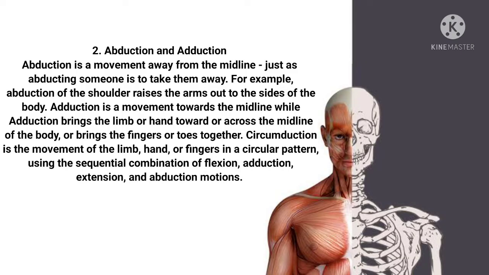Abduction and adduction. Abduction is a movement away from the midline, just as abducting someone is to take them away. For example, abduction of the shoulder raises the arms out to the sides of the body. Adduction is a movement towards the midline. Adduction brings the limb or hand toward or across the midline of the body, or brings the fingers or toes together.